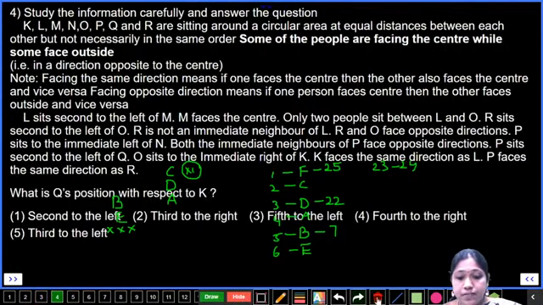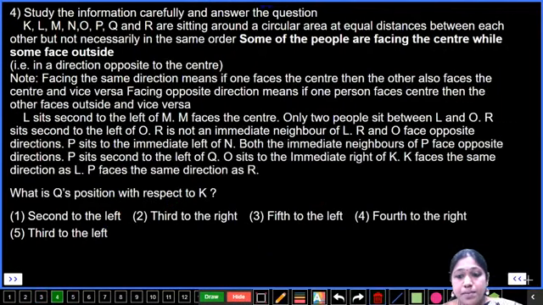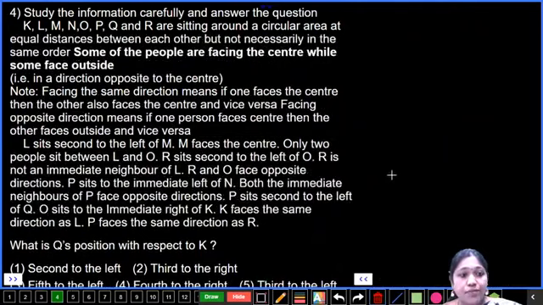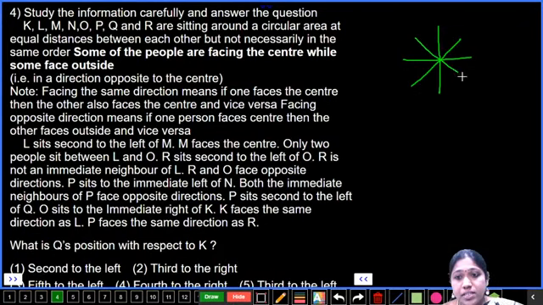And the next question is a puzzle. What is the puzzle given here? There are 8 friends sitting around a circular area, but not all the persons are facing the center. That means some are facing the center and some are facing away from the center. It is not clearly mentioned, so we'll have 2 possibilities. I'll draw 2 possibilities and start with the main conditions.